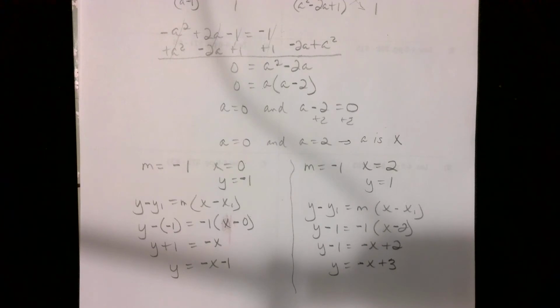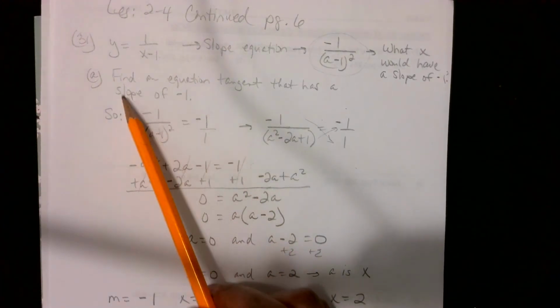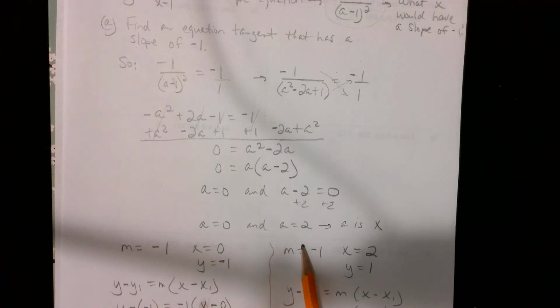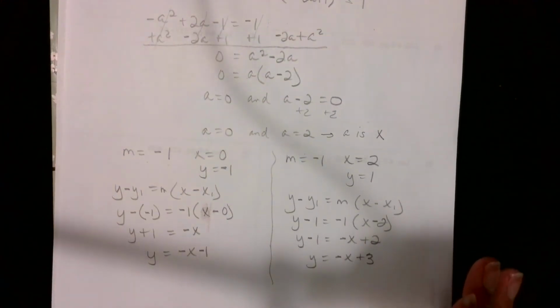So we had our slope. It wanted our slope to be negative 1. We had that from here, from the original problem. So we had our slope. We've always had our slope. What we did not have was our x. And then we couldn't do our y until we had our x. So again, just a little backwards, but doable. And so now we got to do the same thing for b.